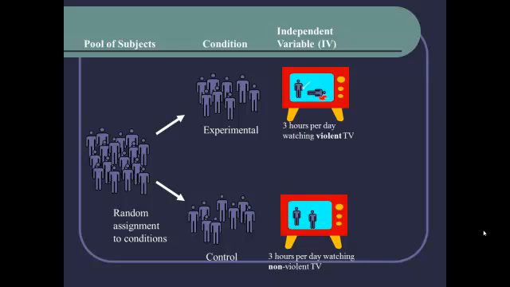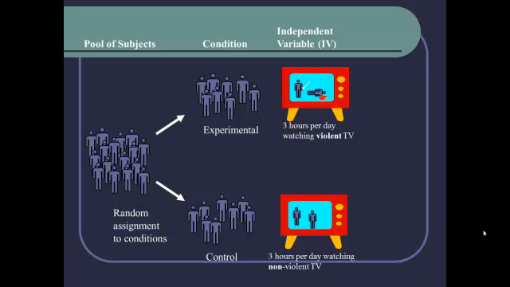So the experimental group would get exposed to 3 hours per day of violent TV, and our control group would get 3 hours of non-violent TV. 3 hours just kind of came as an example. You could have chosen any other number. There's nothing special about it. But it is important that both groups watch TV, because you want everything to be exactly the same between the two groups except the thing you're manipulating, and here what we're manipulating is the violence.